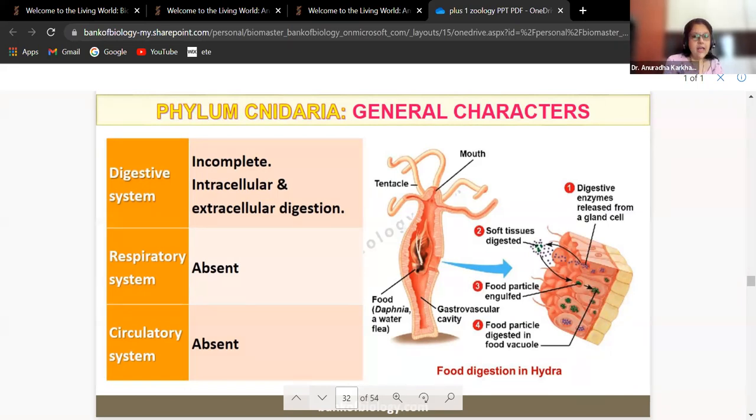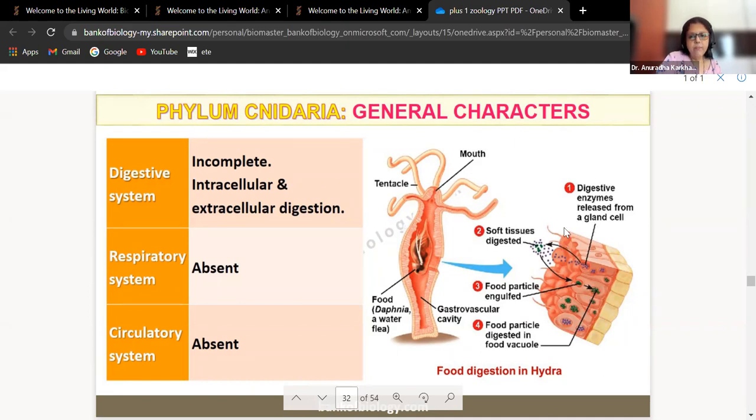Intracellular digestion as well as extracellular digestion. Okay, so the digestion could take place inside the cells also, or it could take place in the body cavities also. Respiratory system absent, circulatory system is also absent. Look at this.